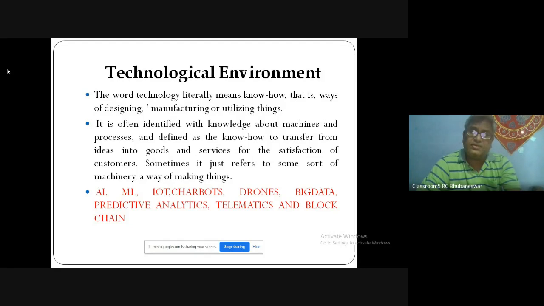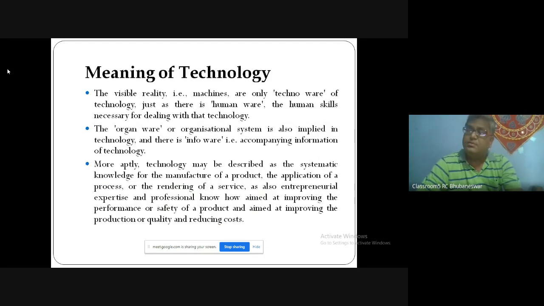Through cloud. Cloud technology is there. It means technology is an enabler, and by utilizing the technology, it can enhance the particular business. But if you talk about the meaning of technology, the word is derived from techno-ware and from machine. You may call it technology, or you may call it human-ware, or it is one type of organizational system through which you can accompany some of the information.